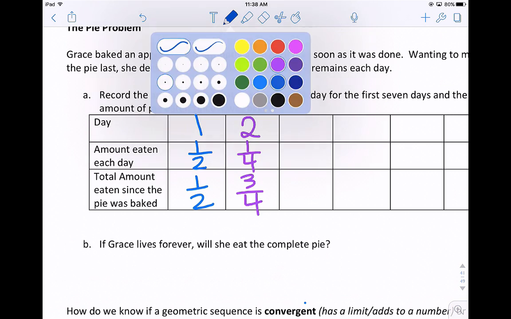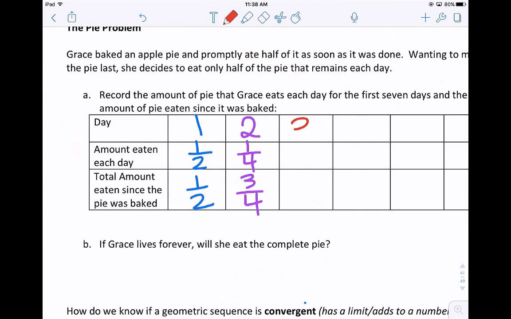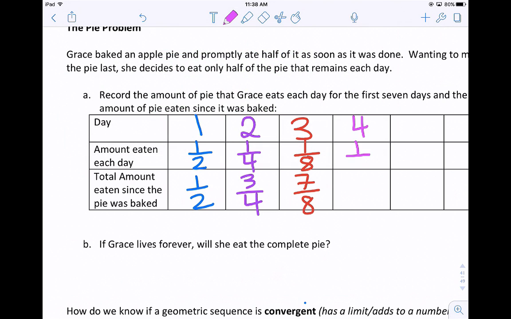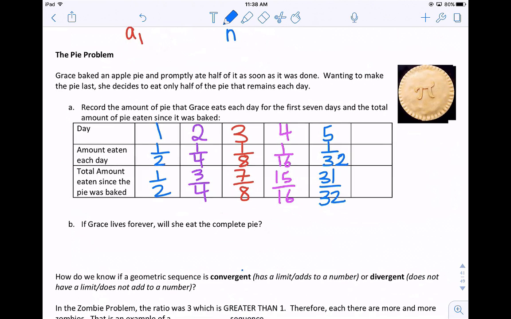On day 3, she eats half of a fourth, which is 1/8, which means she eats 7/8 of the total pie. You should start to notice a pattern here. On day 4, she eats 1/16, which means she eats 15/16 of the pie. On day 5, she eats 1/32 of the pie. Almost all the pie is gone by this point. She's eaten 31 out of 32 pieces of pie.